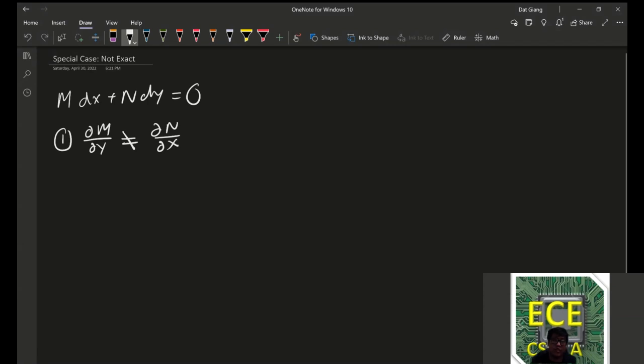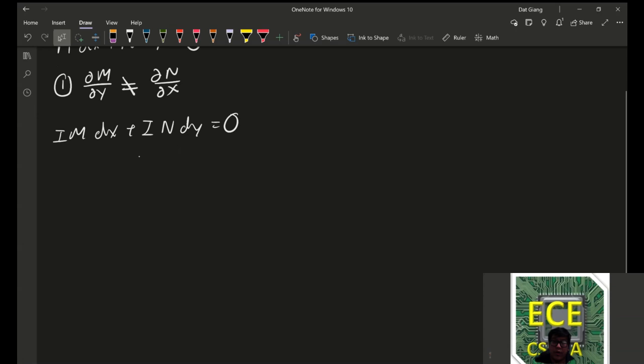until we readjust. So we multiply an integrating factor I on both sides: IM dx plus IN dy equals 0. Now, in this regard, we're supposing that the partial derivative with respect to y of IM is equal to the partial derivative with respect to x of IN.